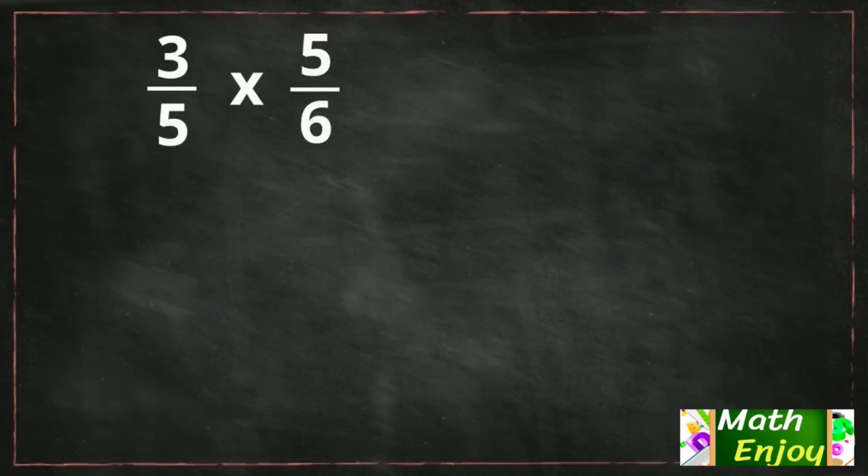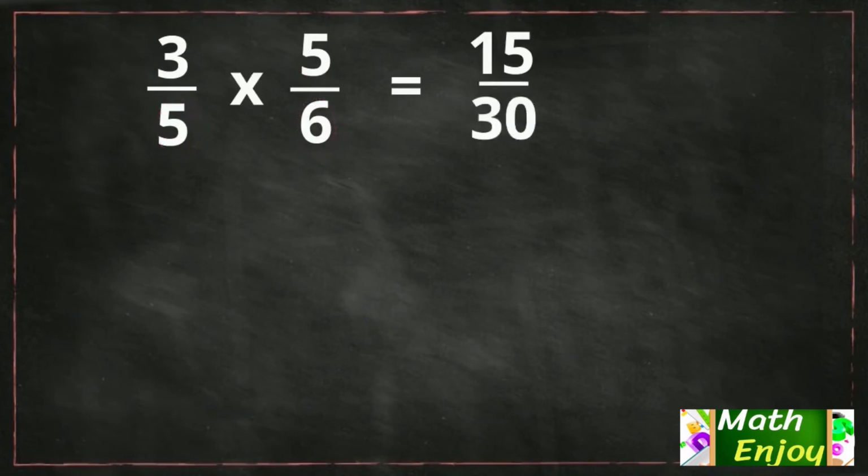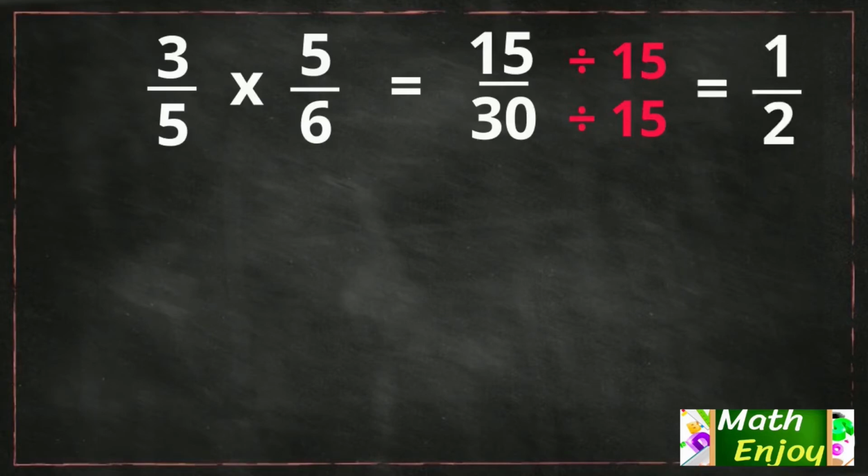Next one, 3 over 5 multiplied by 5 over 6. As in the first method, we can multiply the numerators. 3 times 5 is 15. 5 times 6 is 30. 15 over 30. 15 over 30 is not the lowest form. We can simplify this fraction. From which number can we divide both numerator and denominator? Actually, we have to select the highest common factor of 15 and 30. It is 15. We can divide both 15 and 30 by 15. Then it is half. 15 means half of 30. So answer is 1 over 2.